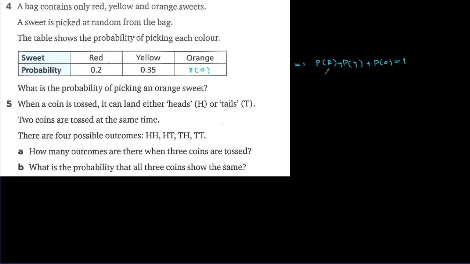We need to understand this one here again. 0.2 plus 0.35 plus probability of the orange is equal to 1. Here this is 0.55 plus probability of the orange, and it's equal to 1 again. So probability of orange is going to be equal to 1 minus 0.55. Probability of the orange is going to be equal to 0.45.